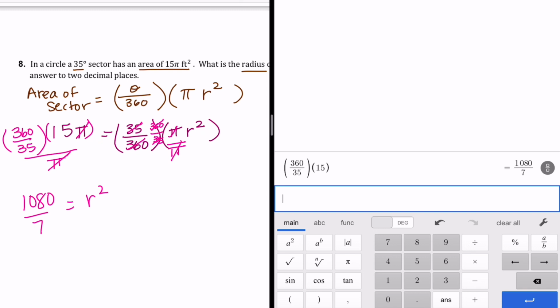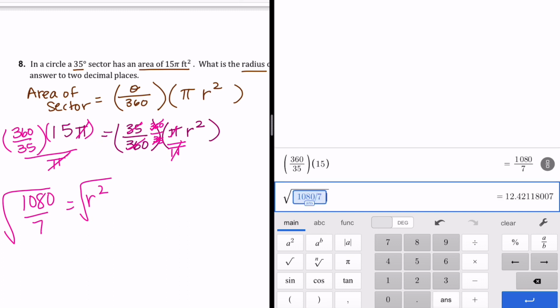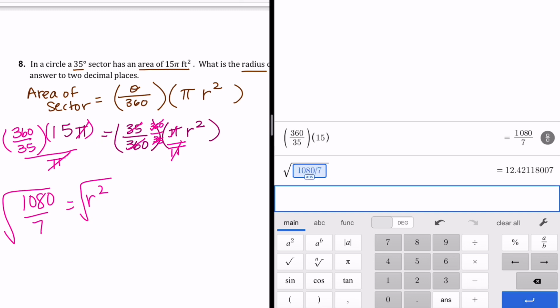Now I want to get r alone. So what I'm going to do is take the square root of both sides. Now when I think about square rooting both sides, I need to remember my plus or minus. But since a radius is always positive, I'm just going to keep it positive. So I'm going to take the square root and put my answer in. I am going to get about, the radius is about 12.42.